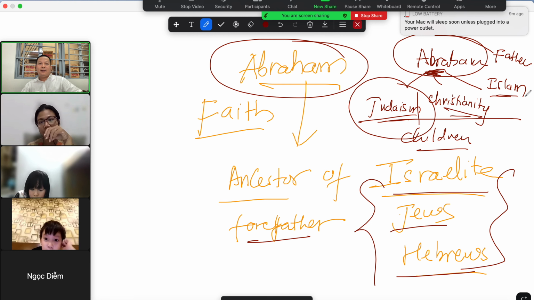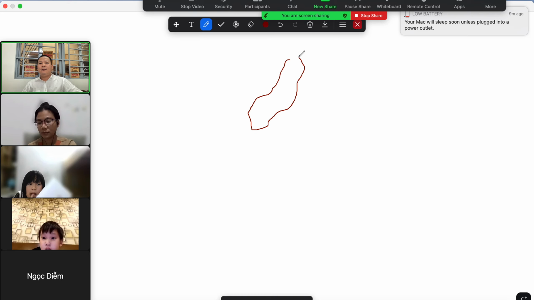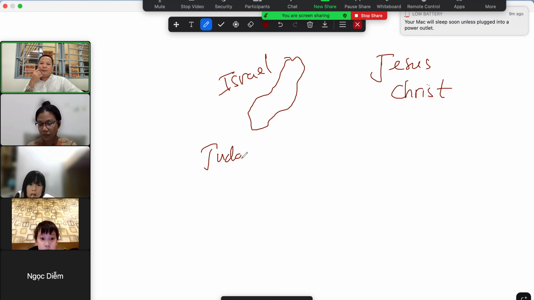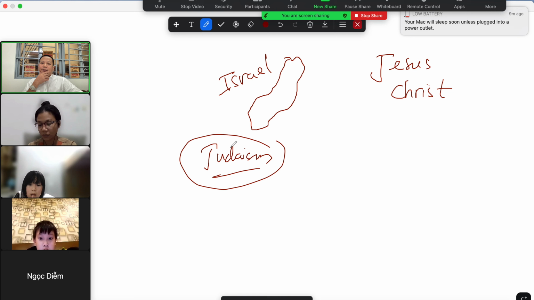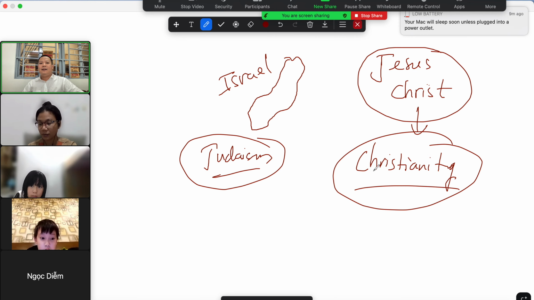Yeah. Islam. So Judaism is the religion of the people who lived before Jesus Christ. Before Jesus Christ, the people in Israel had one religion, and that is Judaism. But after Jesus Christ came, he made a new religion, Christianity. So the founder is Jesus Christ. And where is Islam? Who is the founder of Islam?